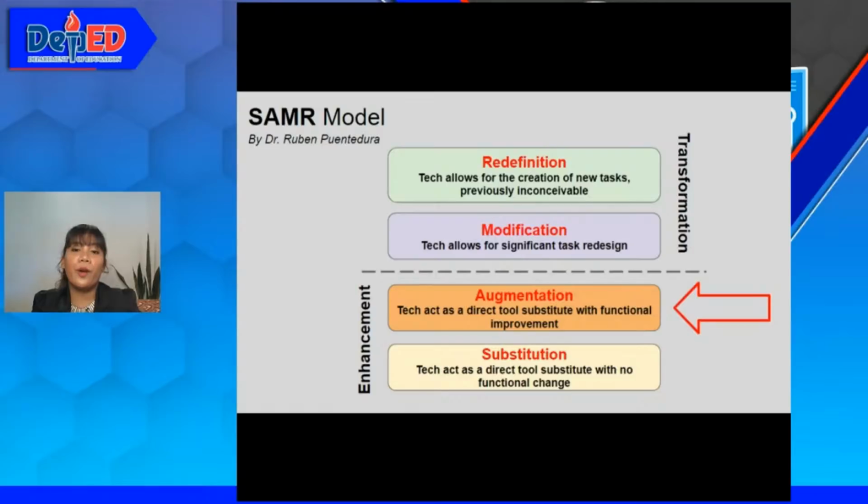Next is redefinition. In redefinition, learning has the potential to connect with the real world and produce authentic outcomes. It also gives students strong technological soft skills such as digital collaboration, communication, technological literacy, and the ability to adapt to new systems and processes.